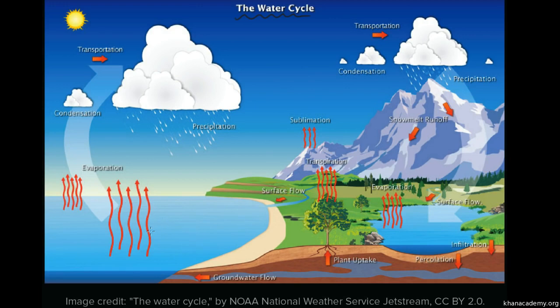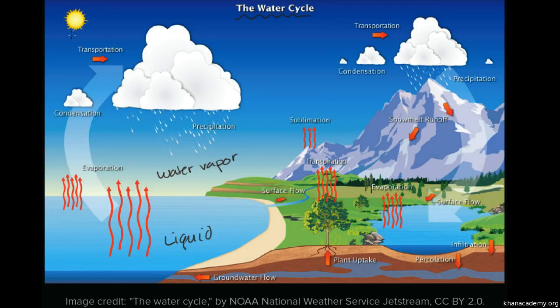I'll start with evaporation. So we could start with the surface of the ocean here, or this river, or this lake. And at any given moment, there's going to be water evaporating off of that surface. Water molecules that were in their liquid state just have enough energy to bounce away and go into the gas state. And water in a gaseous state we call vapor, water vapor.